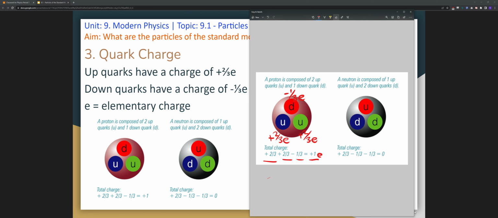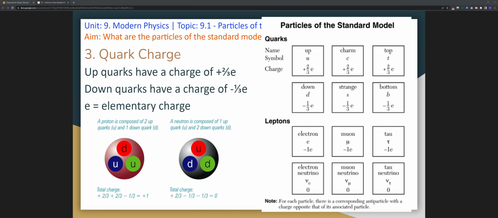And likewise, for a neutron, you'd expect one up quark, positive 2/3, one down quark, negative 1/3 E, and another down quark, negative 1/3 E. If you add up all their charges, you get 0. And that's the charge of your neutron. It's important to remember the composition of a proton and a neutron.